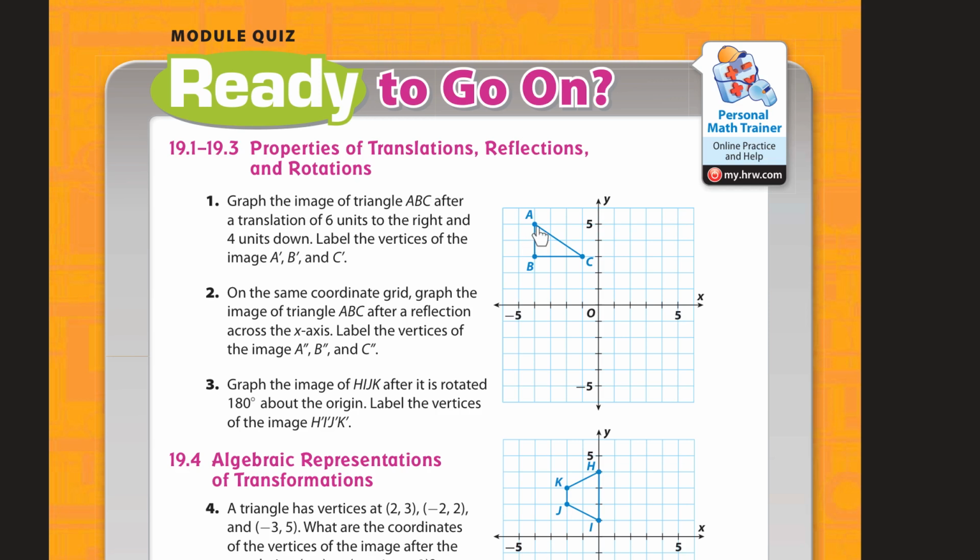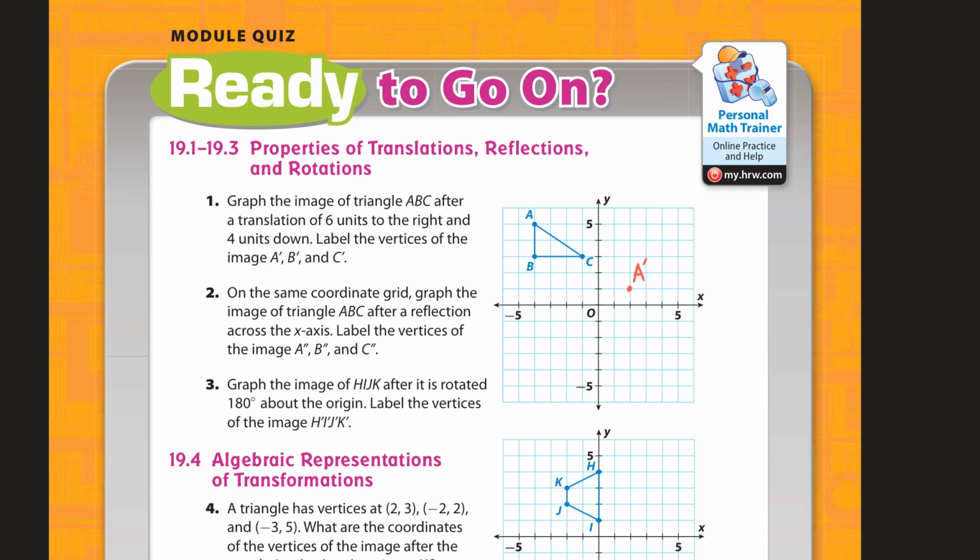So 6 to the right, 1, 2, 3, 4, 5, 6, and 4 down, 1, 2, 3, 4. And the first point is right there. A prime is at 2, 1. So A prime is right there, and then the rest will just follow.